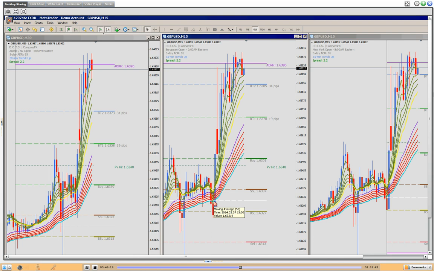You can try to short this and come down to here. You can try to short this, and you can try to short this. But the best possible trade is trading away from the open, trying to catch the ADR move. You're going to have to fight your way through this stuff. But again, if you pick your spots, know that it's going to happen.